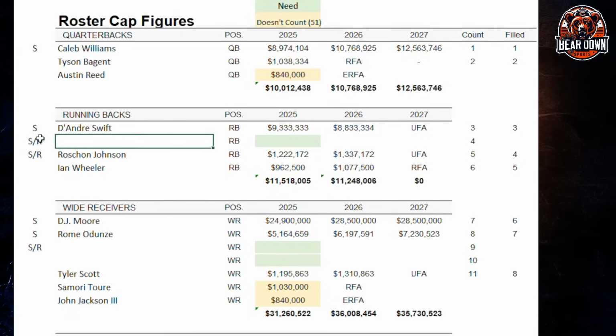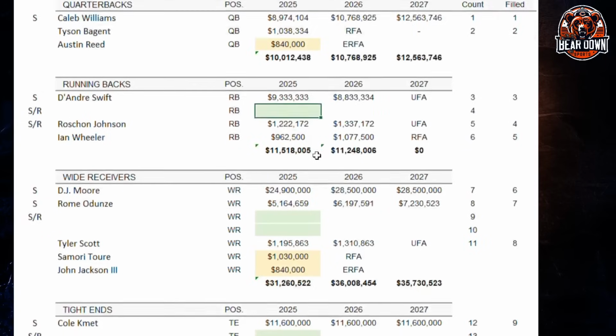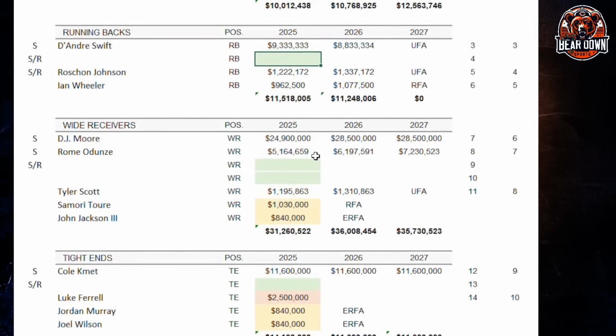So here's running back. Whether we need one as a priority, as a starter, I don't know yet. We'll see what Ben Johnson thinks about the rotation. He did say he likes the running backs we have on this roster. He did say that. So DeAndre Swift, Roschon Johnson, Ian Wheeler. Maybe he wants to draft Ashton Jeanty. I don't know. We'll find out. But there's a green spot for us. We do need another running back. We got rid of Khalil Herbert.